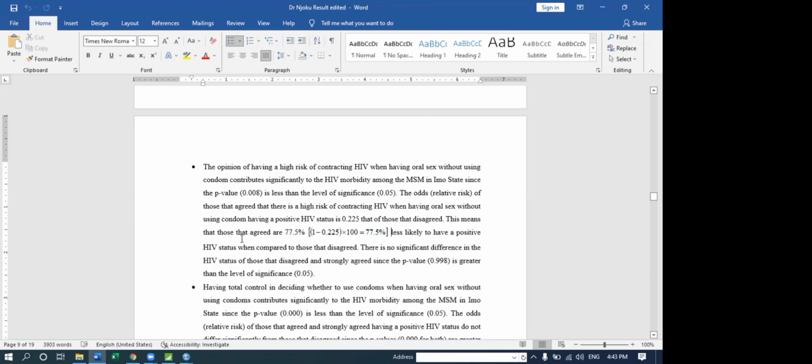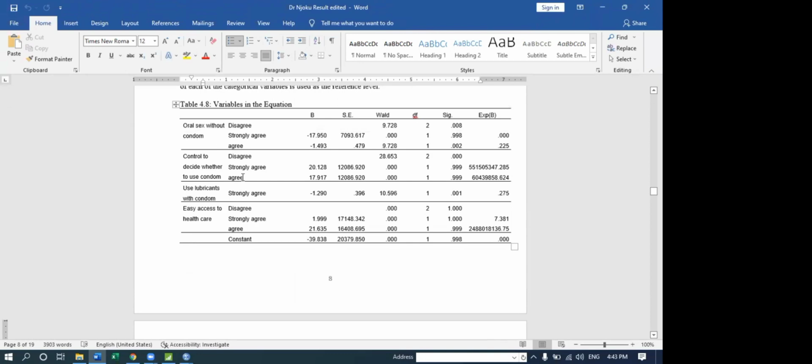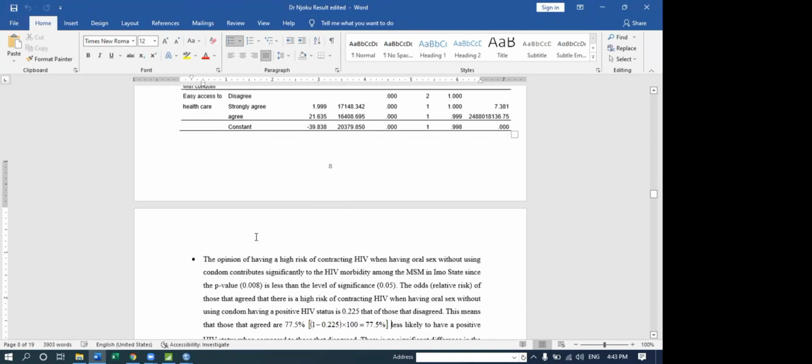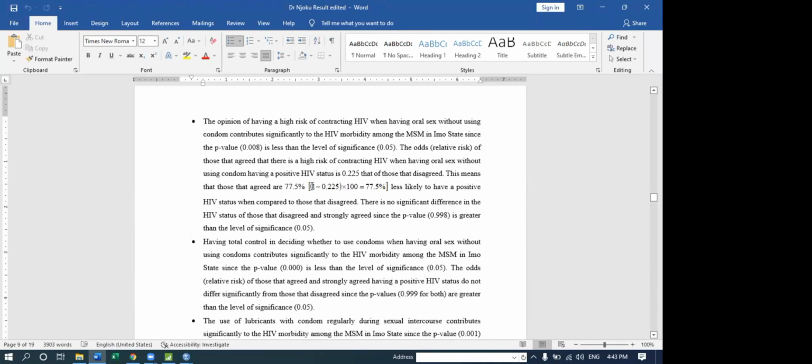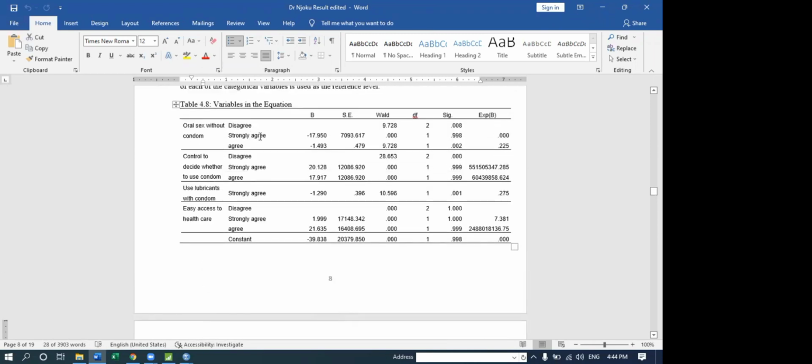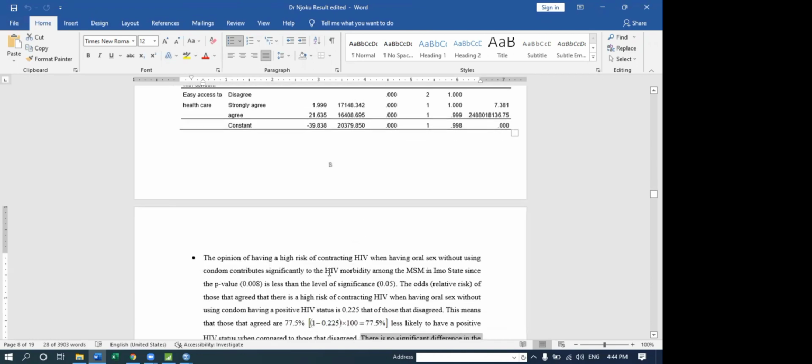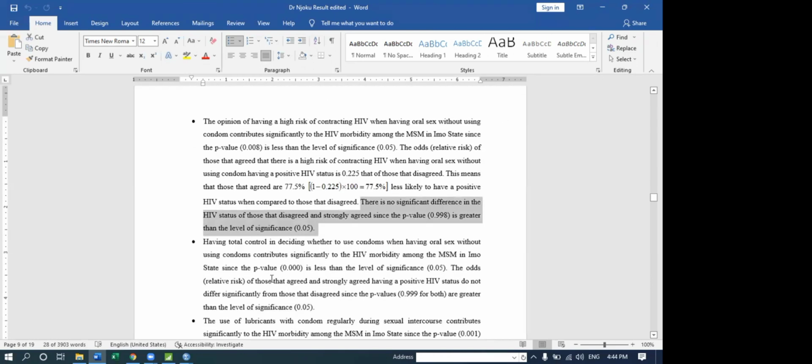So this means that those that agreed, remember, you don't take the inverse now. So you compare agreed versus disagreed. So those that agreed are 77.5% less likely to have a positive HIV status when compared to those that disagree. Then this is the other part that says there is no significant difference between the two groups, disagree and strongly agree. Why? Because their p-value is greater than 0.05. It's very simple, though it looks complex.